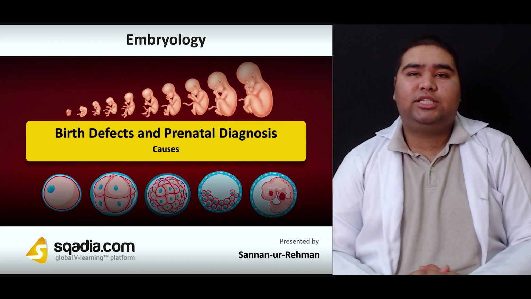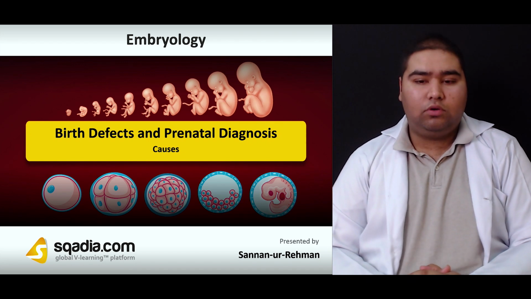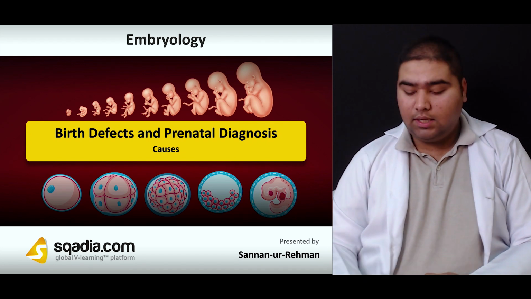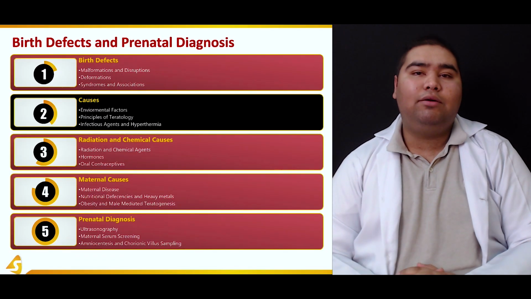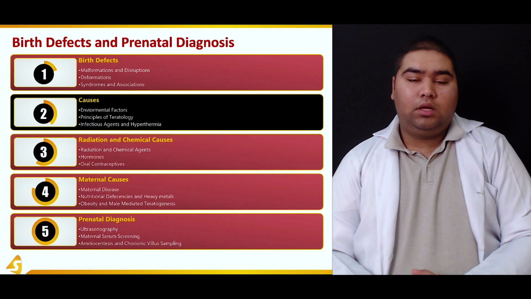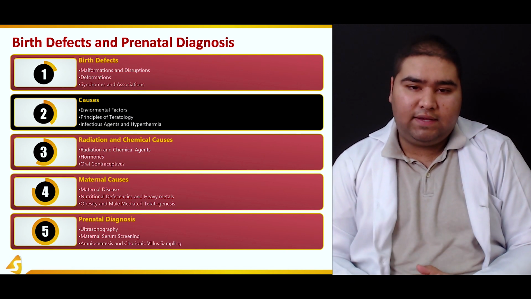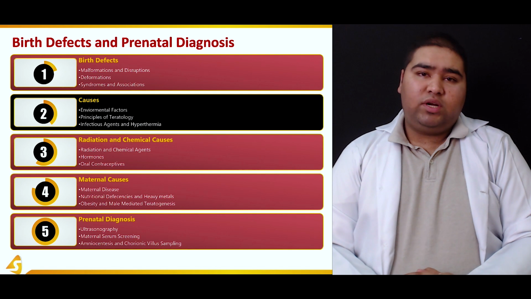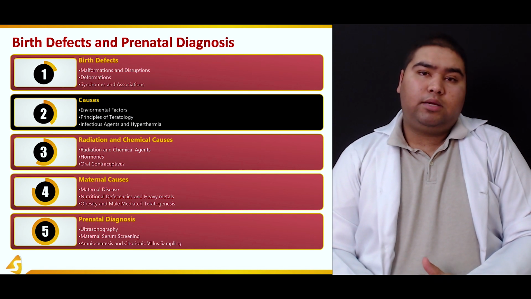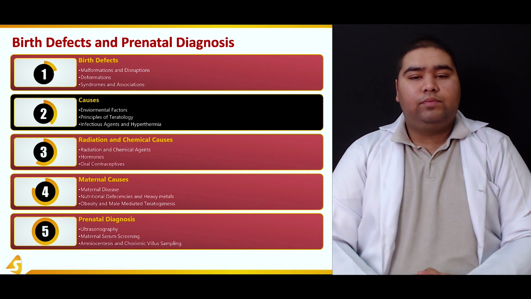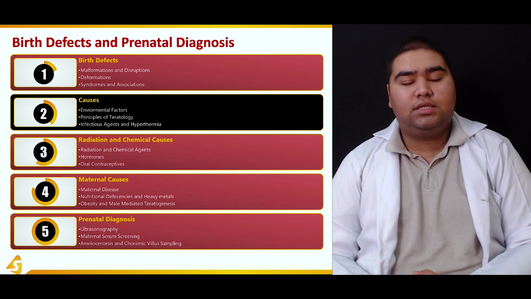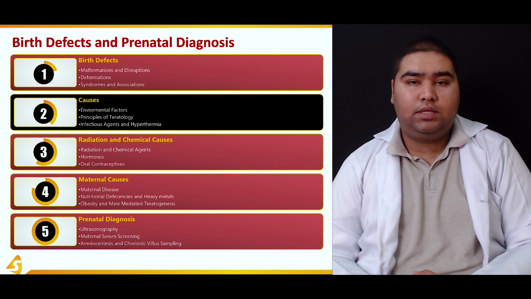So, in this subsection, we'll be talking about causes of birth defects. Now, let's take a look at the outline of this section. We'll be talking about the environmental factors which play a role in birth defects. We'll see what teratology is and what the basic principles that it follows are. And we'll be talking about the infectious agents and, very important, hyperthermia.